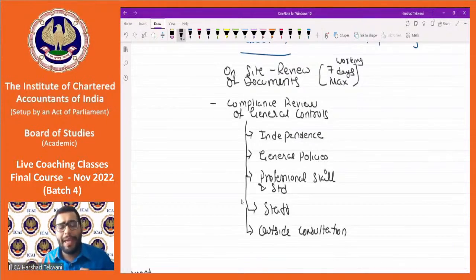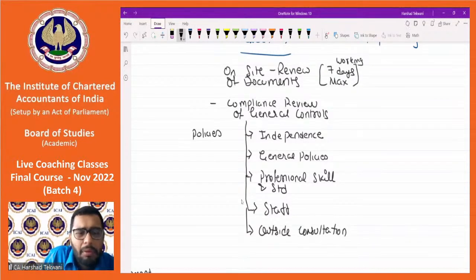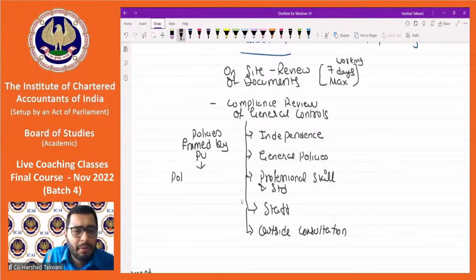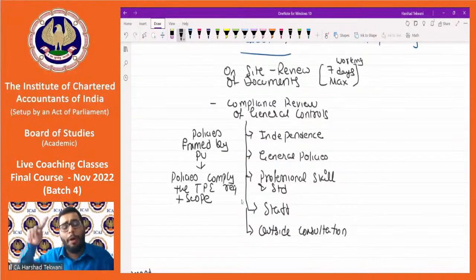So when I say general controls, it means what the policies are regarding these areas; you will understand the policies framed by the practice unit. Then you will see whether these policies comply with the technical, professional, ethical requirements, or other requirements in the scope that we discussed at the start. Whether these policies cover the requirements mentioned in the scope, like, let's say, independence. There are independence requirements already issued by various laws and regulations, plus issued by the ICAI.